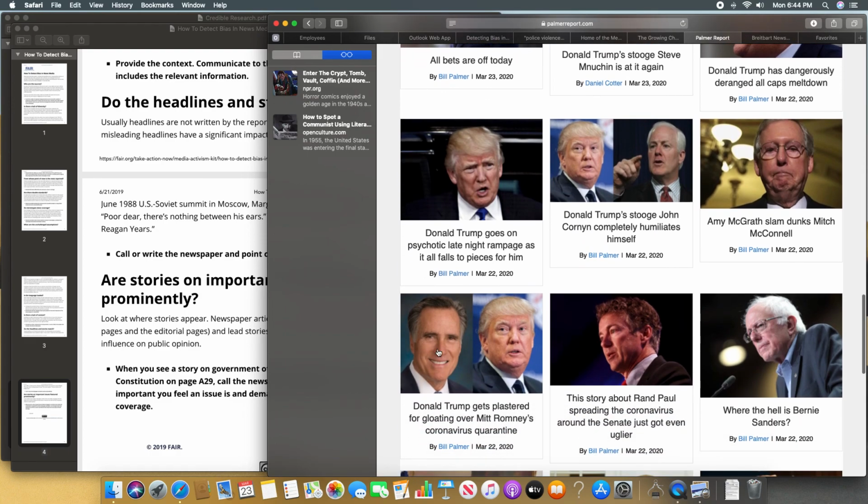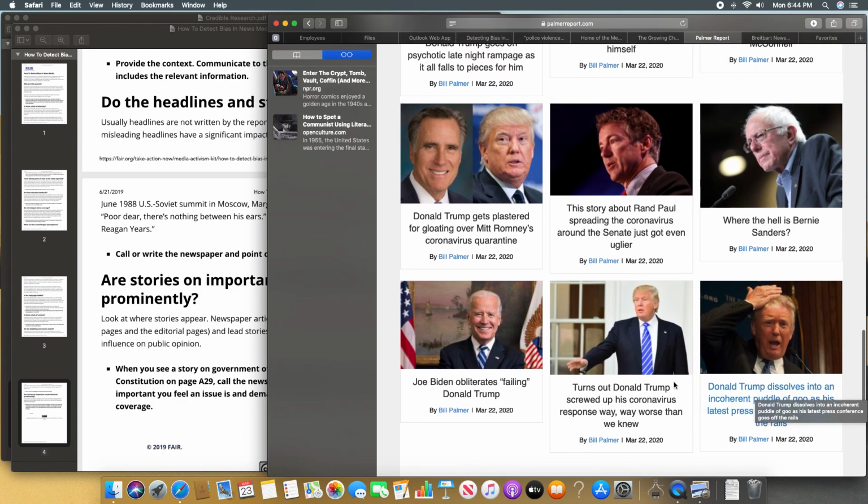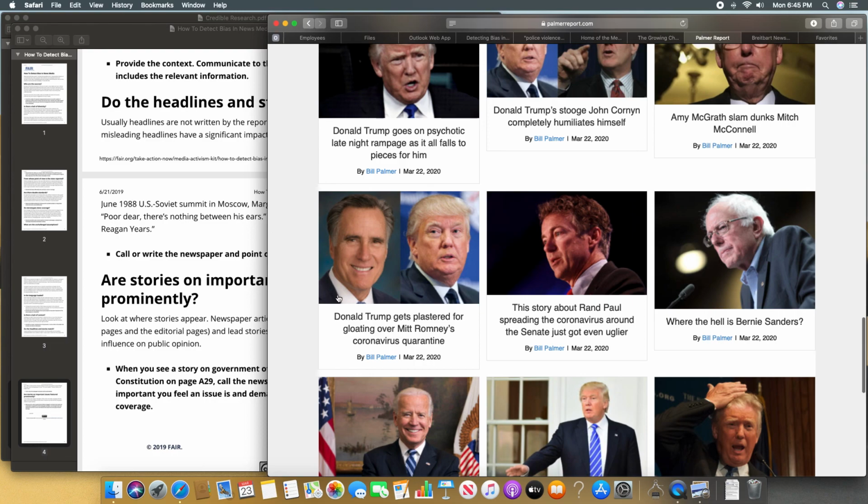Here's another great one. The Mitt Romney headshot versus a live photo of Trump. Oh my God, this is a great one. Look at this lower right-hand corner. I don't know what he's doing, wiping his hair back or something. "Donald Trump dissolves into an incoherent puddle of goo as his latest press conference goes off the rails." Talk about loaded language. Perfect example. This is a crap article, and I can tell just by the headline and the picture, and also because the Palmer Report is a joke. Well, it's not a joke, but it is a joke. It's not meant to be a joke.